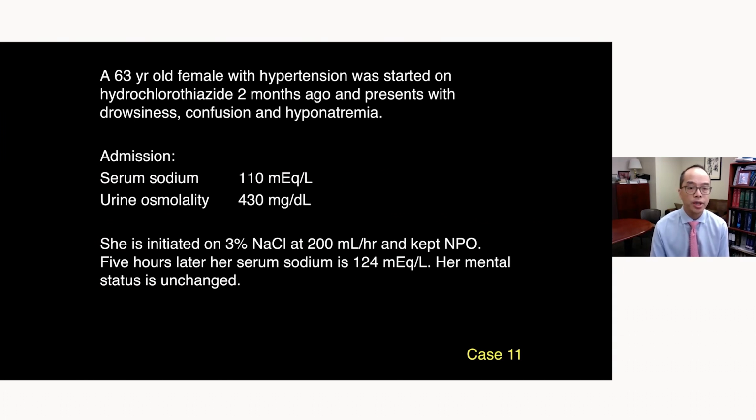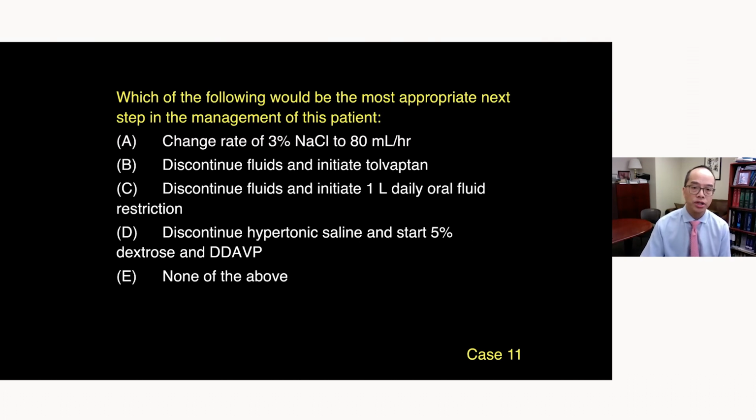Okay, our last hyponatremic case. A 63-year-old female with hypertension was started on hydrochlorothiazide 2 months ago and presents with drowsiness, confusion, and hyponatremia. Her sodium is 110, urine osmolality 430. She is initiated on 3% sodium chloride at 200 mils per hour and kept NPO. And 5 hours later, her serum sodium is 124. Mental status is unchanged. Which of the following is the most appropriate next step?